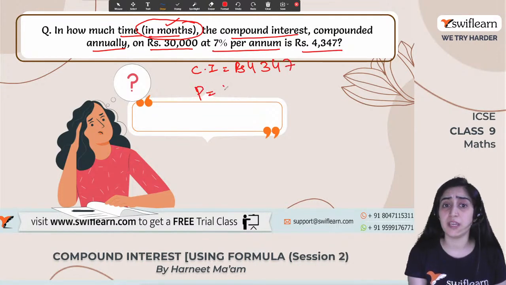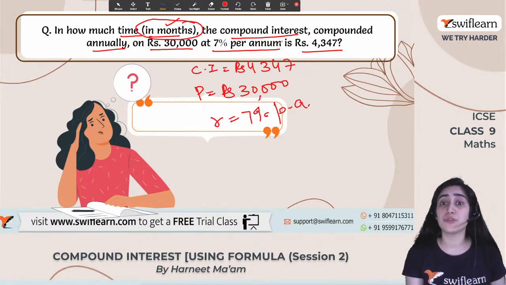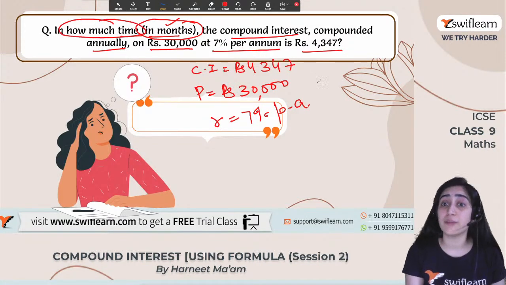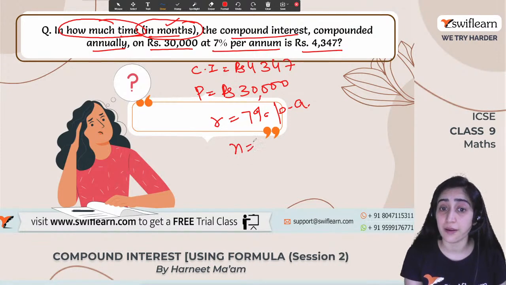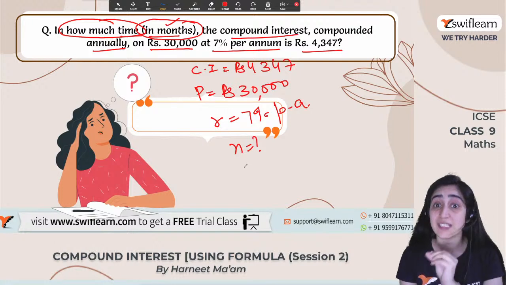Principal is given to me as rupees 30,000. Rate of interest is given to me as 7% per annum. And what they want me to know is the amount of time. So what amount of time? They want me to know n. So let the time be represented by n. So write that. That's important.